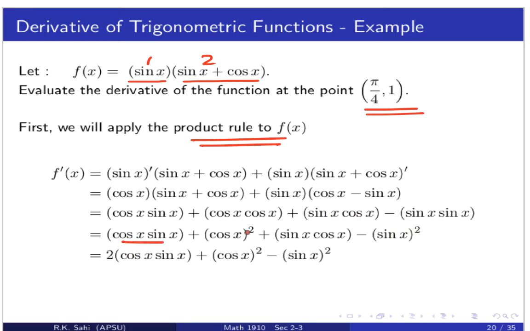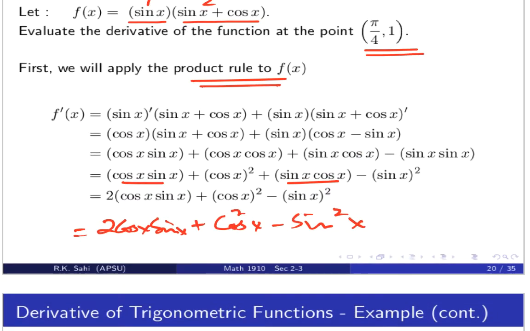Now cosine x and sin x are basically the same. It doesn't matter whether you put the cosine first or the sine. So what you get is you add these two expressions. They're the same. So you say 2 times cosine x sin x plus cosine square x minus sine square x. You can also write it like this: cosine square x minus sine square x plus 2 cosine x sine x. Okay?